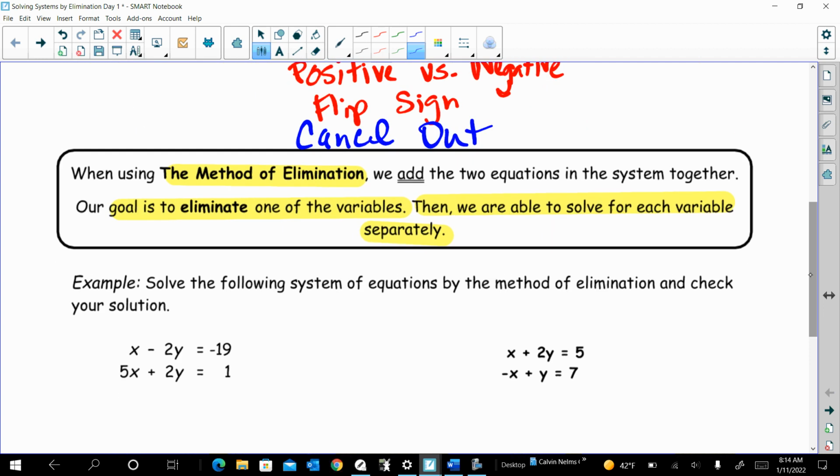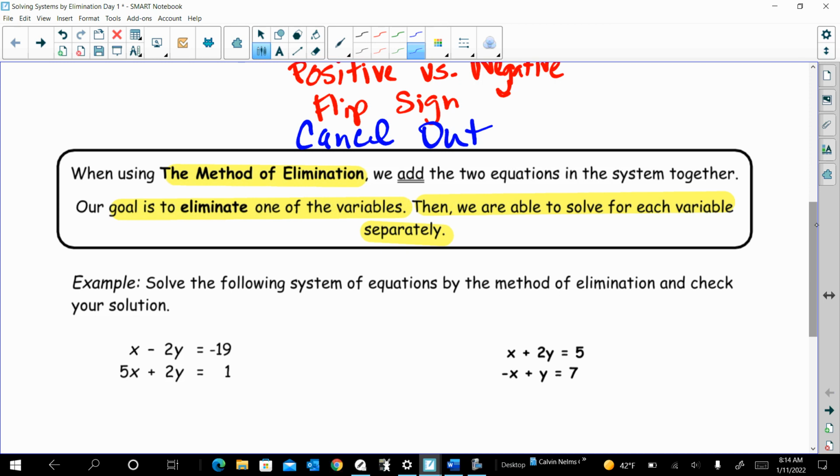So I highlighted the key information. When using the method of elimination, we add two equations in a system together. Our goal is to eliminate one of the variables, so they have to cancel each other out. That's why you need opposites. Then we're able to solve each variable separately. So our goal is to eliminate.